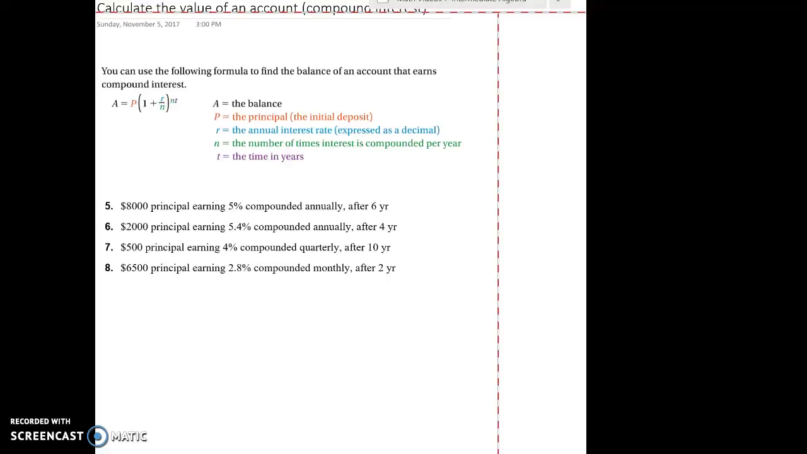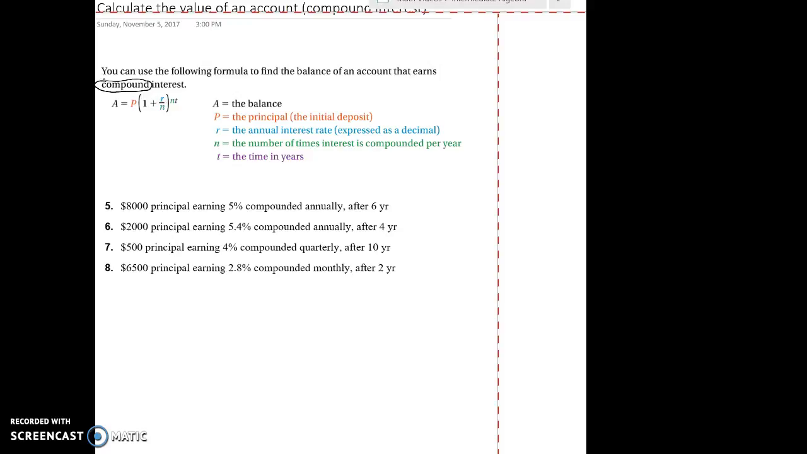All right, ladies and gentlemen, I want to talk you through a little bit about how to calculate the value of an account using compound interest. Now, compound interest is a lovely, lovely thing. What it means is that if you put some money in an account and it earns interest, then you can earn interest on the new value of your account. And so that's how you end up growing your money over time.